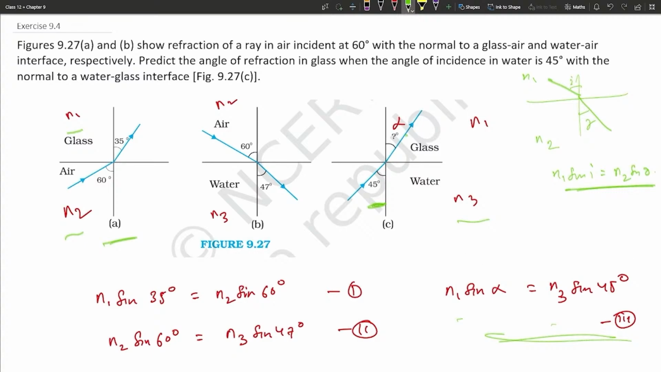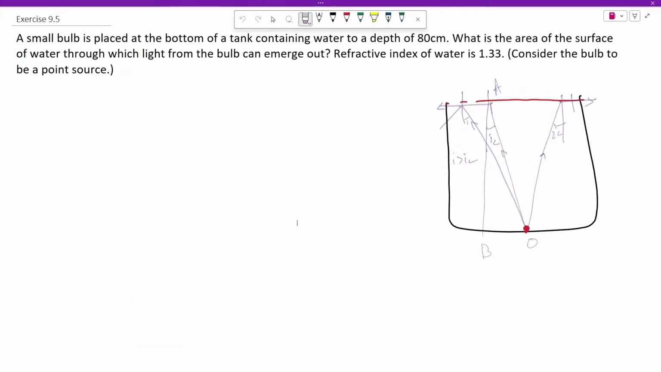Thank you. The question says that a small bulb is placed at the bottom of a tank containing water at a depth of 80 centimeter. What is the area of the surface of water through which light from the bulb can emerge out? The refractive index of water is 1.33, and we have to consider the bulb as a point source. Now here we see that it is a water tank. I have symbolized it with the black ink. It is 80 centimeter deep.